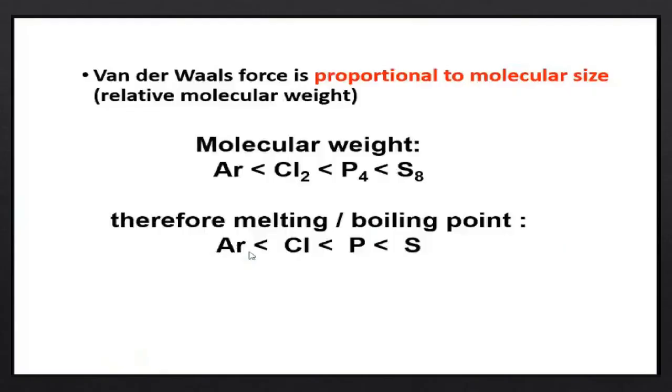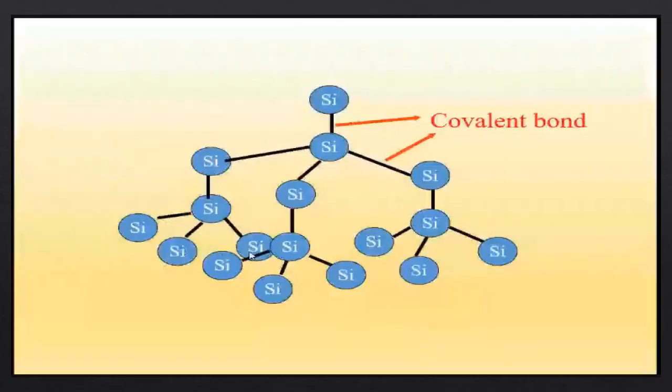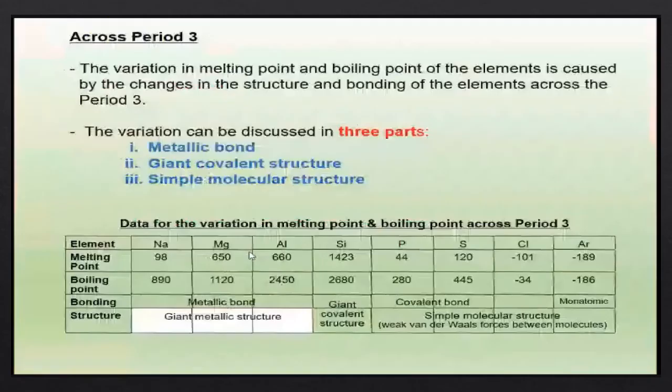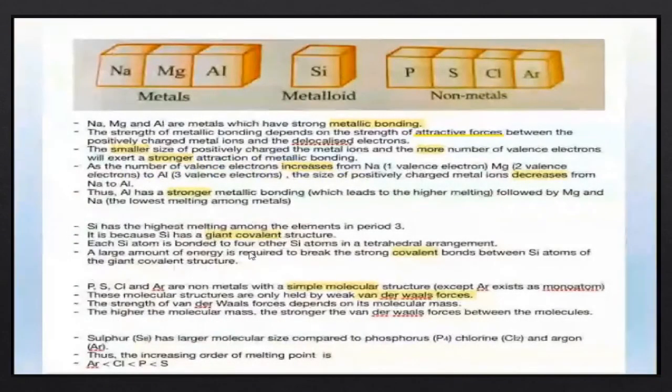Always remember how to explain. You must know how to explain. So this is the answer scheme. You have to check: sodium is a metal, silicon is a metalloid, and the rest are non-metals. This one is metallic bond, this one is covalent bond, and this one is van der Waals, simple molecular structure.